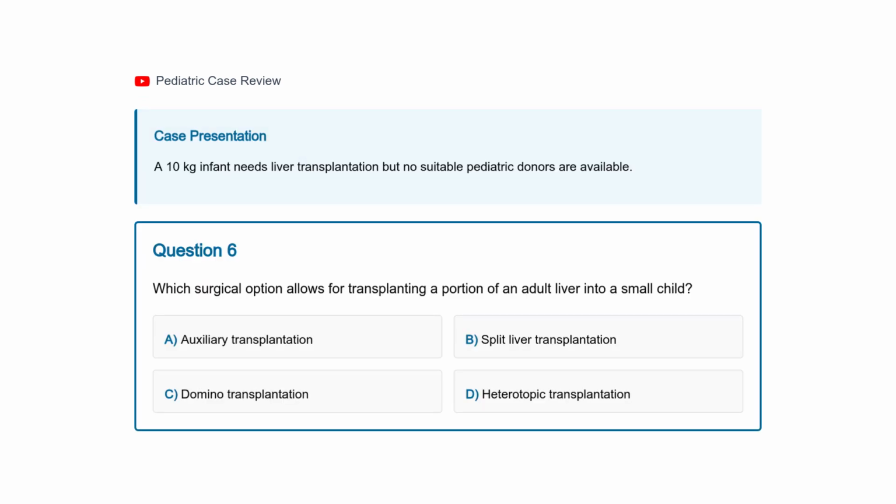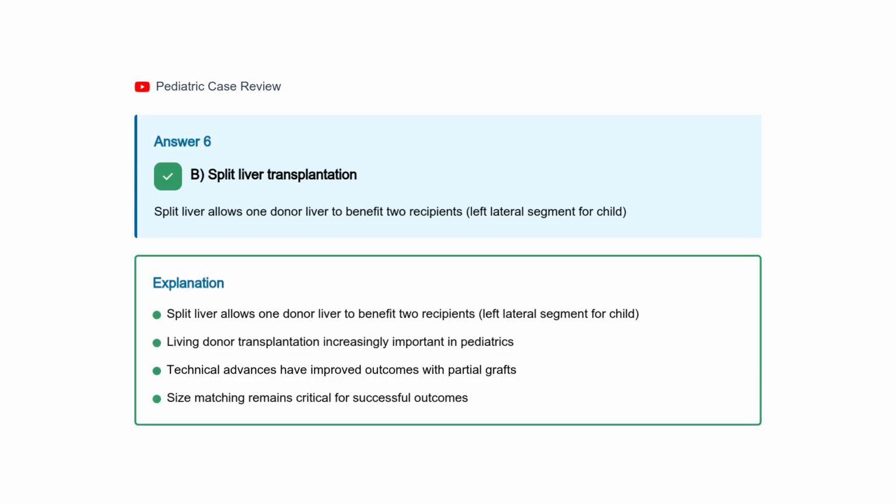A 10-kilogram infant needs liver transplantation, but no suitable pediatric donors are available. Which surgical option allows for transplanting a portion of an adult liver into a small child? Option A, auxiliary transplantation. Option B, split liver transplantation. Option C, domino transplantation. Option D, heterotopic transplantation. The correct answer is B, split liver transplantation.